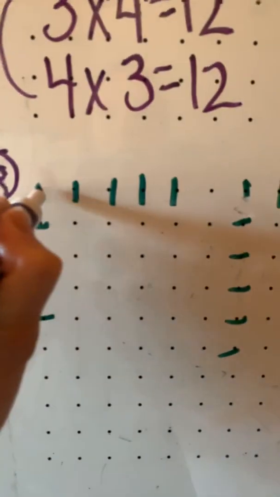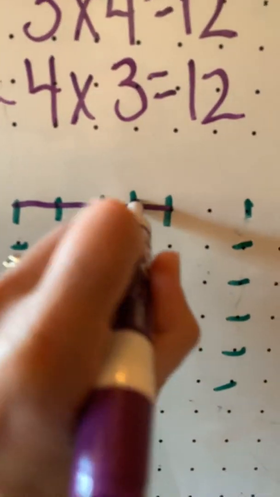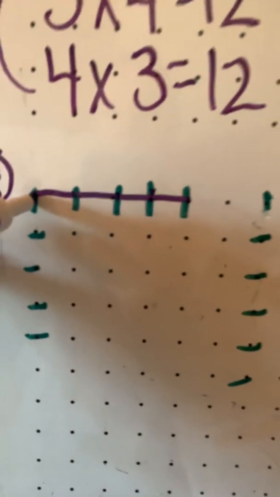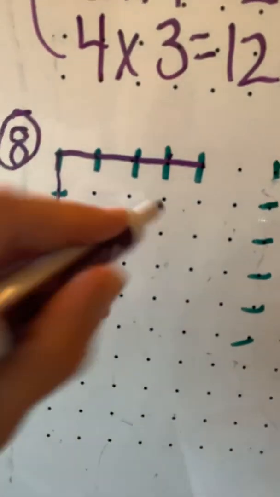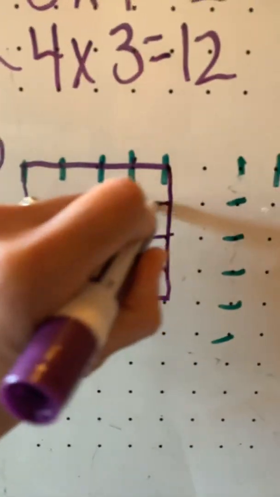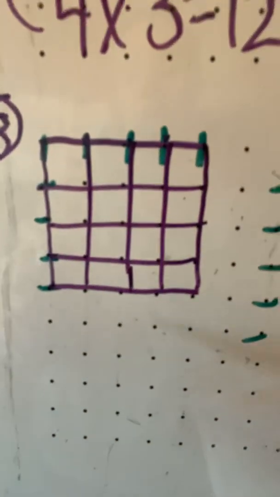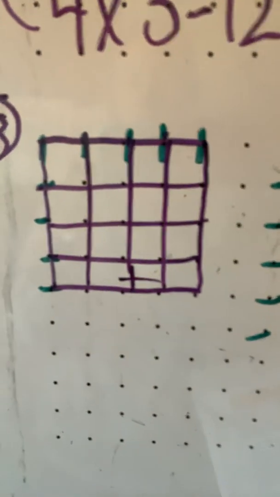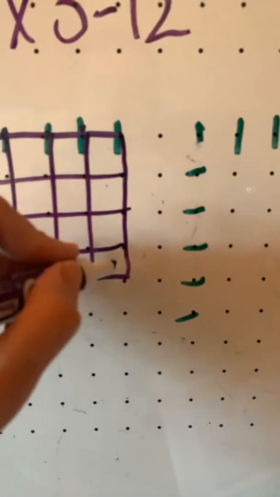Number 8, take your ruler, line it up on the top. You'll see you have 1, 2, 3, 4 going across, and then flip your paper and line up your ruler, and it goes 1, 2, 3, 4. Take your ruler, line it up, and you'll see that you have how many? 4 plus 4 plus 4 plus 4. But look at this, it's a square. So either way, 4 plus 4 plus 4 plus 4.